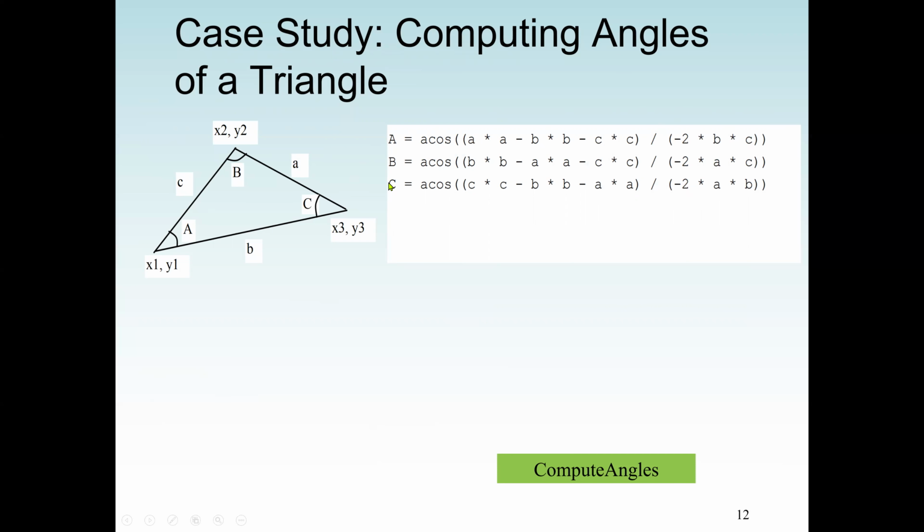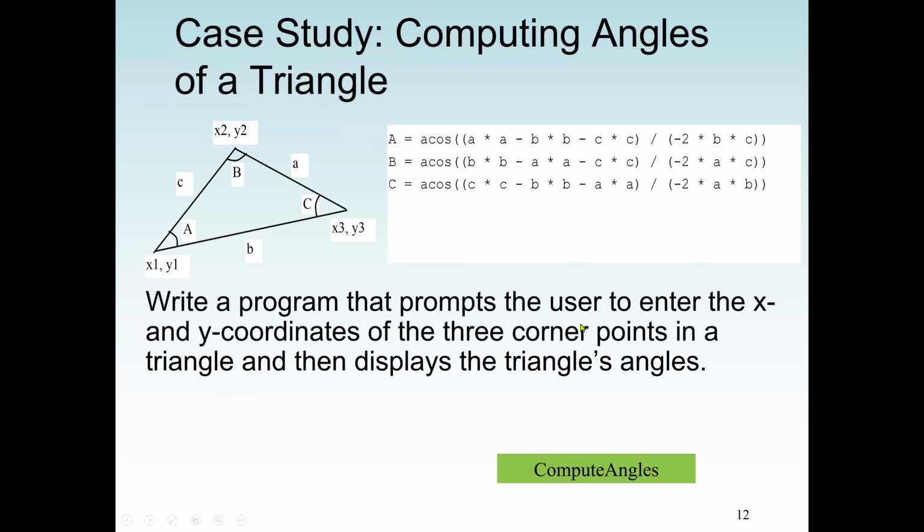And then angle C: arc cosine of C squared minus B squared minus A squared, divided by minus 2AC. Now, in order to find the angle ABC, we have to find the sides, because the sides are not given. They only give us the points, again the latitude and the longitude. So this is the program we are going to see.